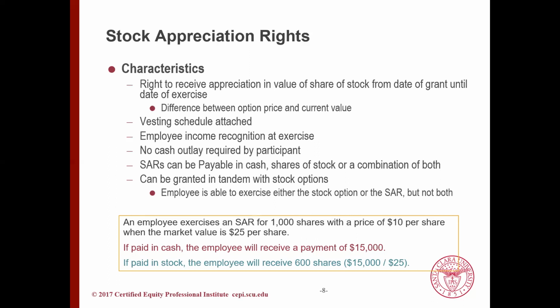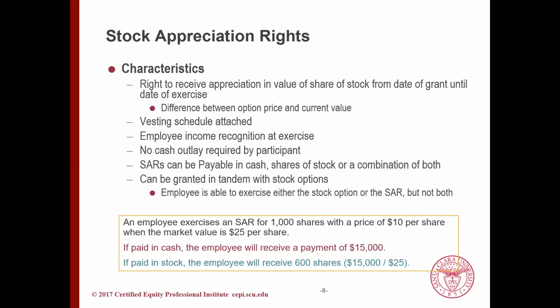So let's say for example, an employee has a stock appreciation right for 1,000 shares with an exercise price of $10 per share, and a market value of $25 per share, which, just as reference, is similar to the example we gave for non-qualified stock options a couple slides back. If they paid cash, they would receive the gain, $25 market value less the $10 that their stock appreciation right cost. So the gain would be $15 per share, and they would get $15,000 in cash.